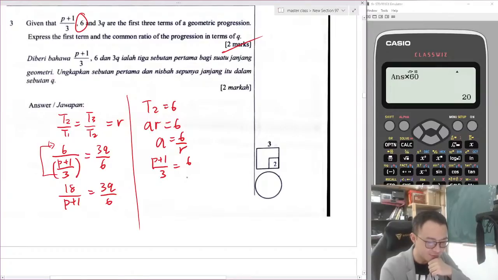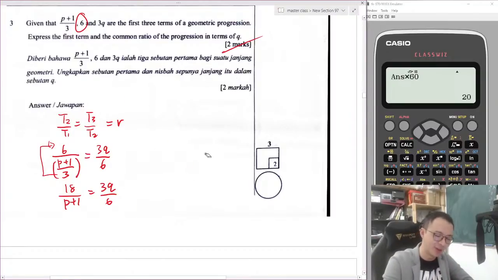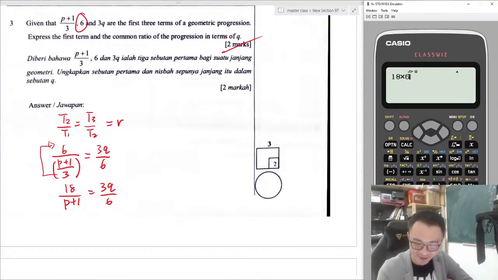Just 2 marks, find the first term in terms of Q. So I kind of need to make Q the subject and make P the subject. Find the first term, yeah, because it is in terms of Q. Let's continue. Yeah, 18 times 6. I will make P the subject.